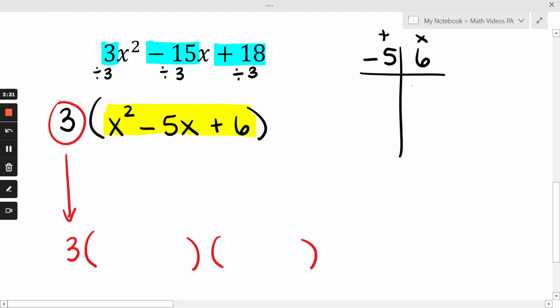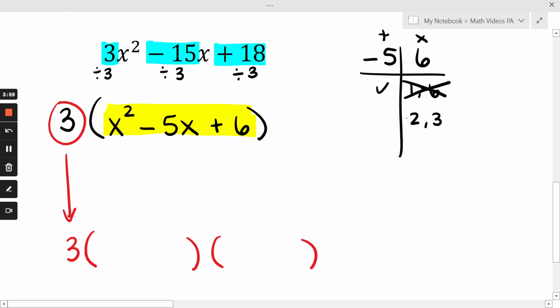I'm going to start with my 6's. I have 1 and 6, 2 and 3. Now, in both cases, they have a way of combining to get me negative 5. So now I have to play around with those numbers. In order for 6 and 1 to work, I would have to have negative 6 and positive 1 to combine and get me this. But if I check my multiplication, a negative 6 times 1 would get me a negative 6 up top. So that does not work.